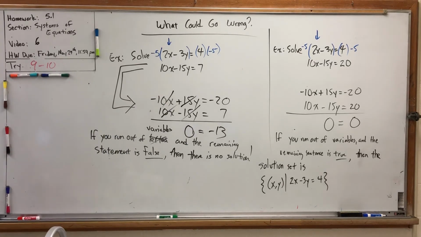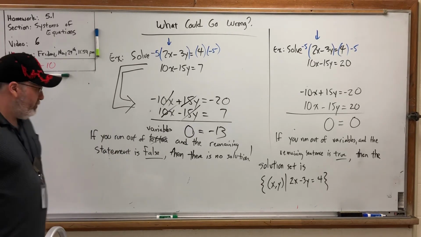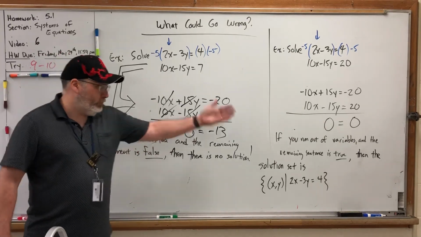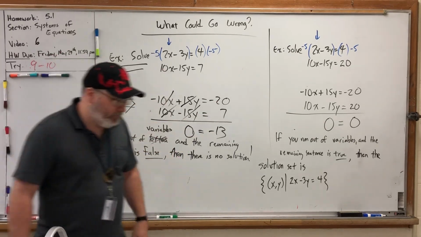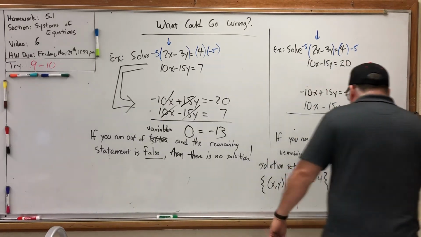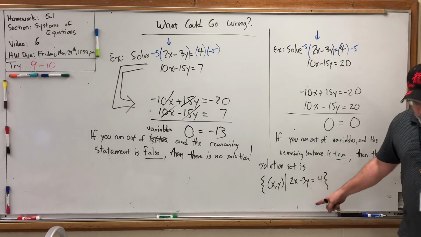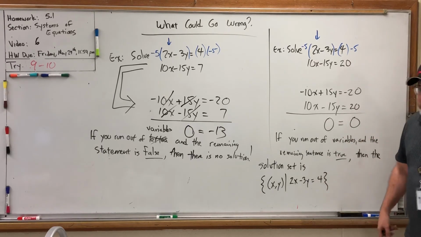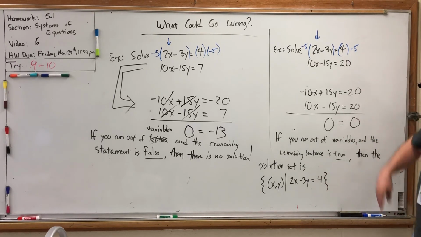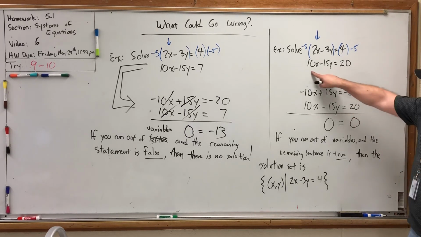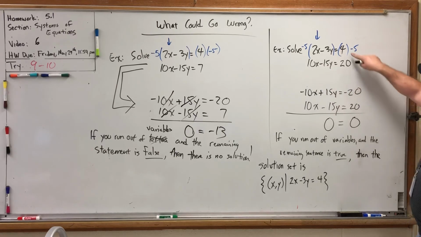So to summarize, if you're solving a 2x2 system and you run out of variables, one of two things will happen. What's left will be false or true. If it's false, there's no solution. Easy one. If it's true, then the solution is all ordered pairs that make either equation true. I could have written the second equation here, because frankly, these are the same equations. That should be kind of easy to see. If I divided this equation by 5, it would turn into that one.